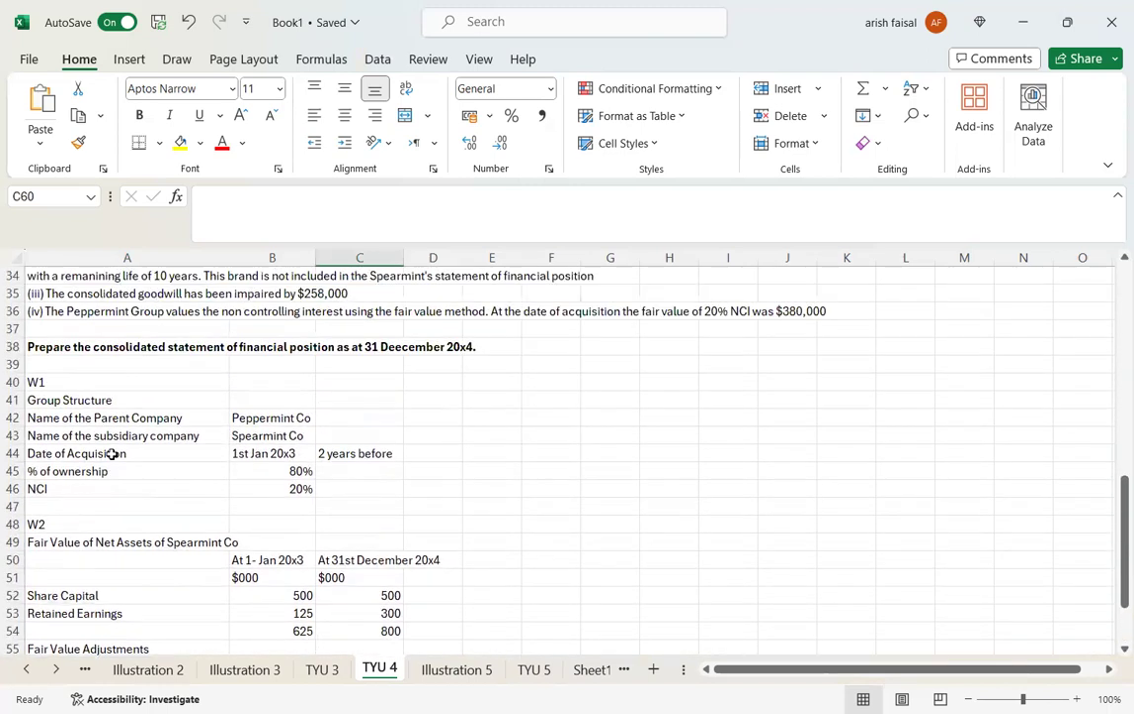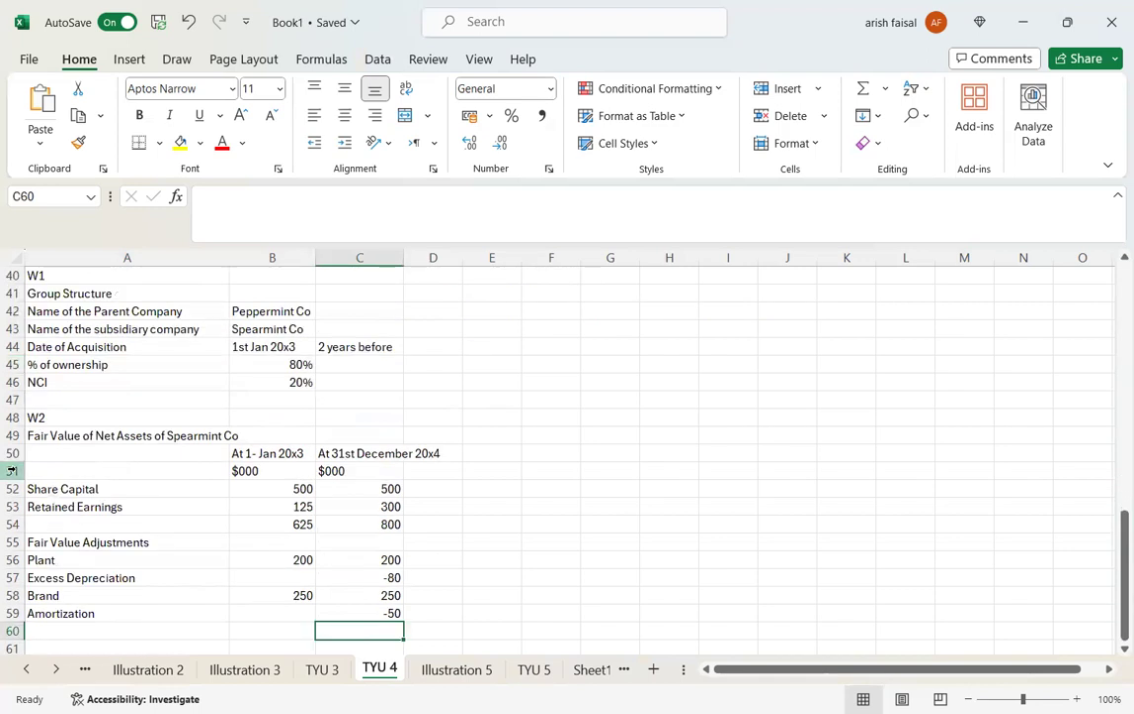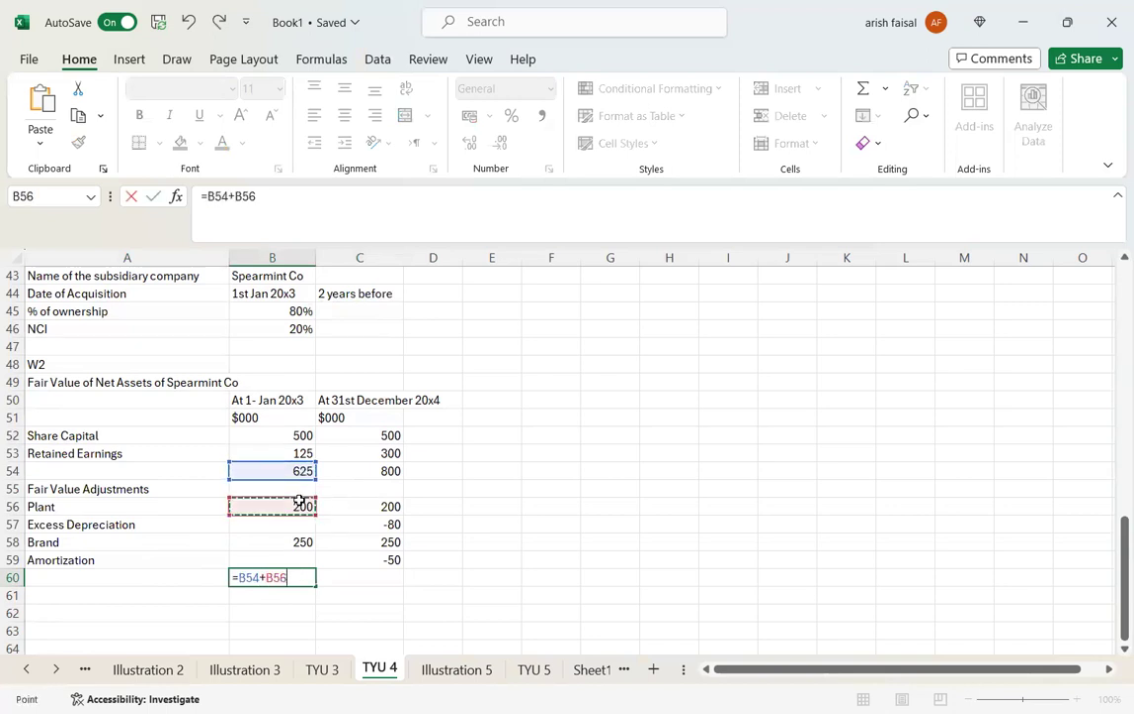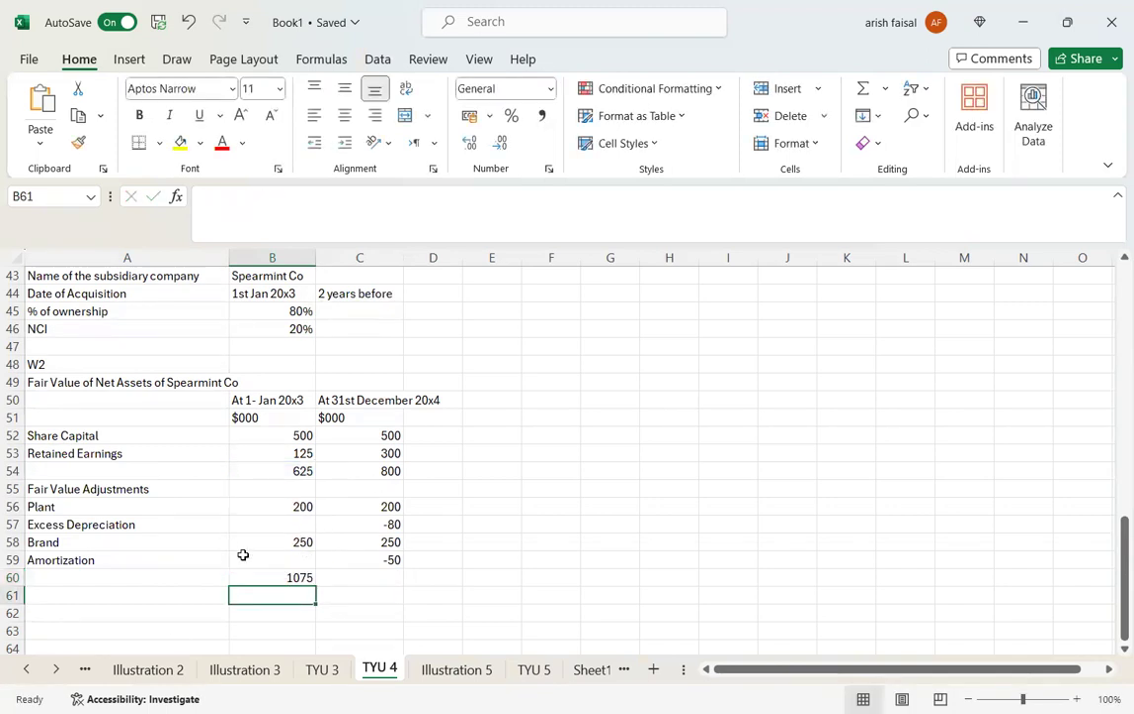Okay. So once you have done the fair value adjustments, then you can sum it up, and those are the values which you will be using for your goodwill, NCI, and your retained earnings calculation, which is working 3, 4, and 5 respectively. So in this case, we get a total of 625 plus the fair value adjustments, which is 200 and 250. Okay. And here, the net assets at the acquisition date is 1075, and that is the figure which we will be using for your goodwill.